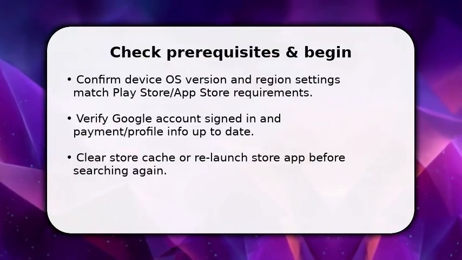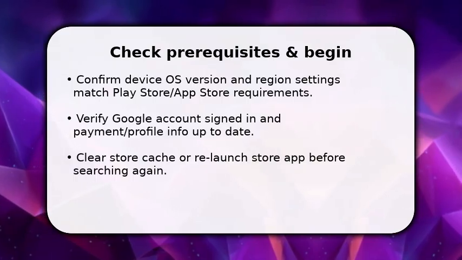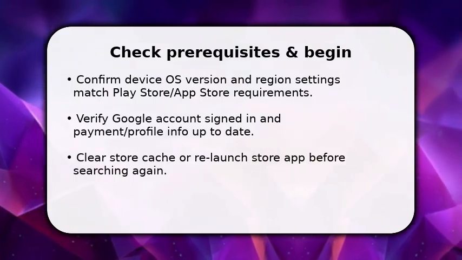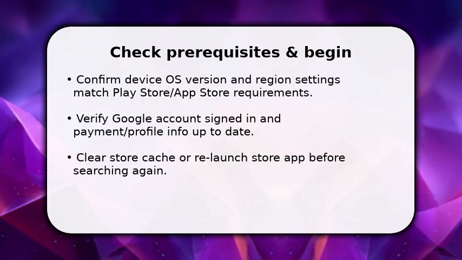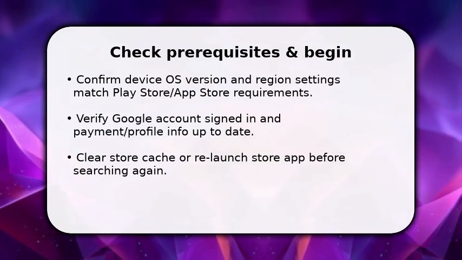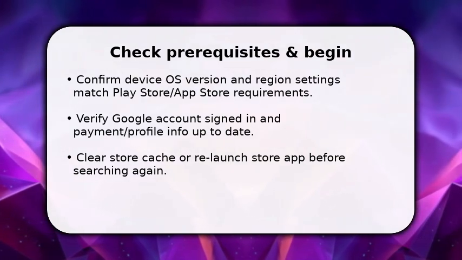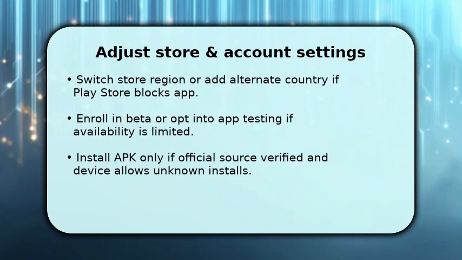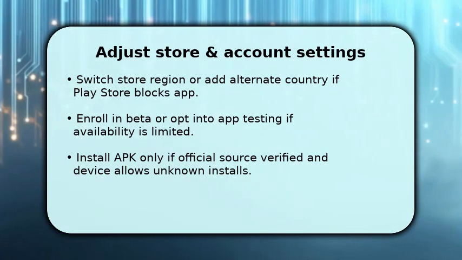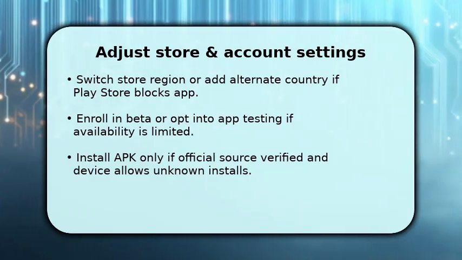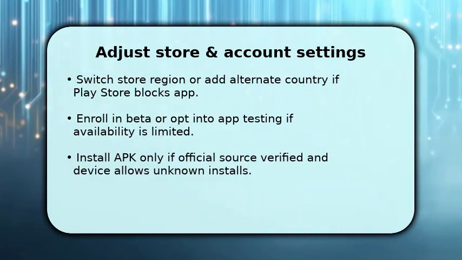Then search precisely for Google Pay and toggle filters like country or device compatibility so results reflect your current setup. Next, you change settings that control availability. If the app remains hidden, adjust your store region or add a payment method tied to the supported country. This reshapes the store catalog.